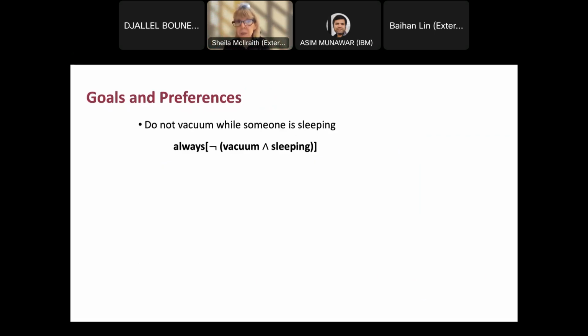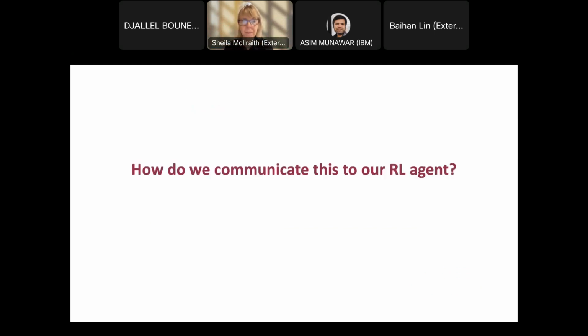So just to give you a very simple example, do not vacuum while someone is sleeping, which is a property that you might want to give to your robot in your home. We can imagine that we have two propositions, vacuum and sleeping, each of which is true when vacuum is occurring and sleeping is occurring. And we would write a formula that says always not vacuum and sleeping, so that vacuum and sleeping are never true at the same time. And of course, we typically would use the box notation, or G and F. There are various syntaxes that are used for always and eventually in linear temporal logic, but this is the canonical one.